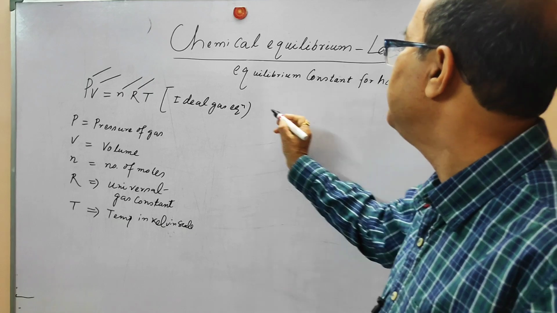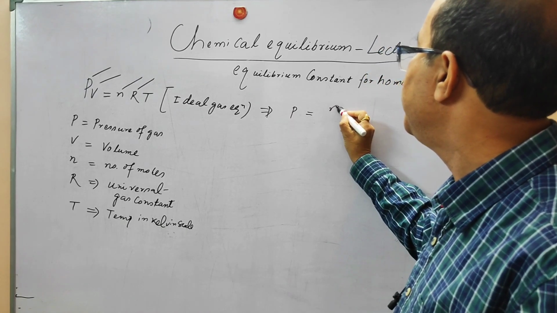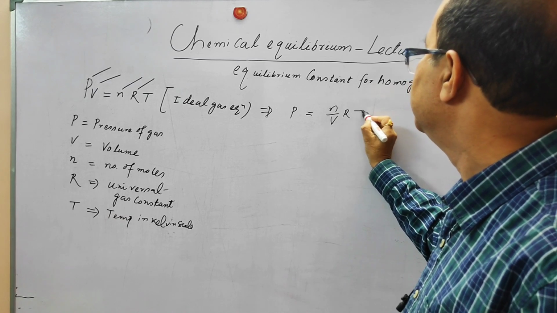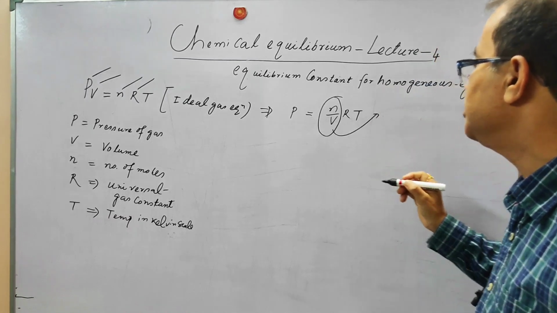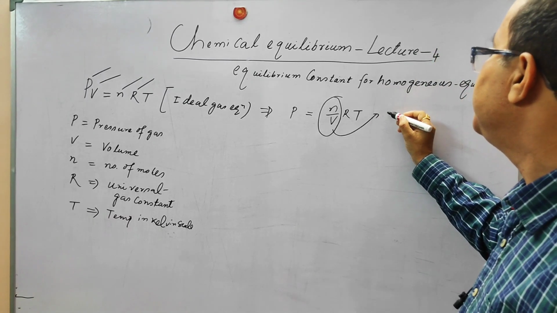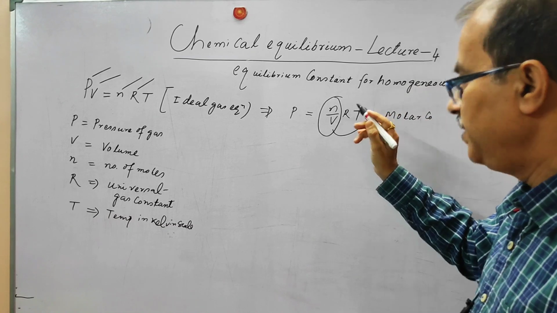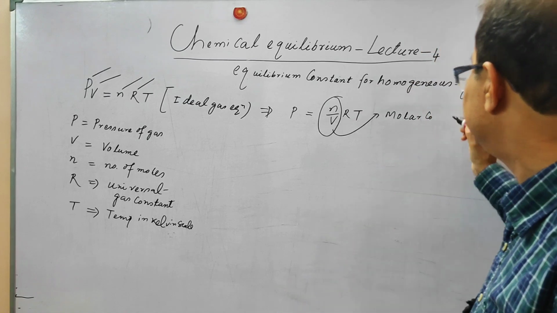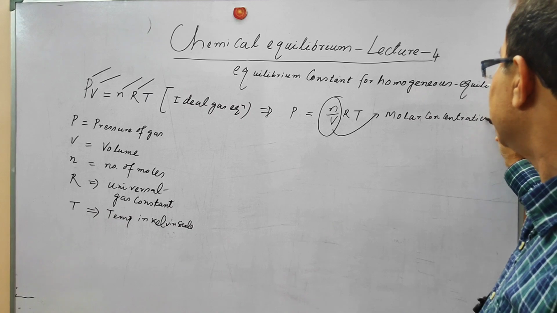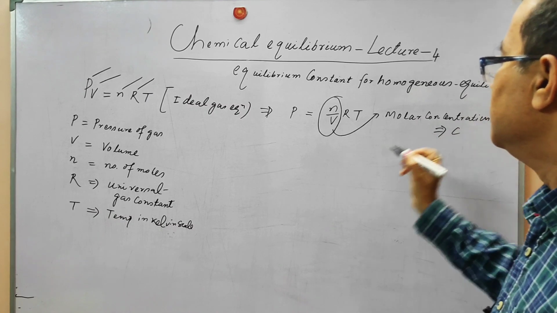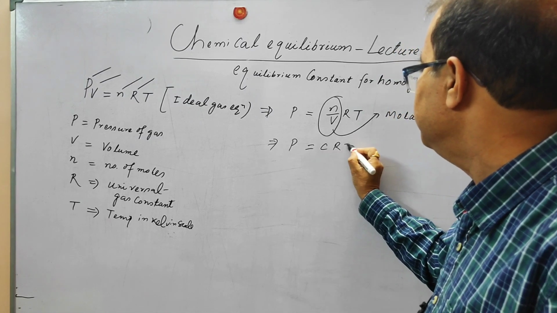Now this equation can be written this way: P, pressure, is equal to n by V into RT. What is n by V? n by V is the concentration term, and it will be the molar concentration when we are taking n equal to moles. Suppose this molar concentration is equal to C. So we can write P equal to CRT.